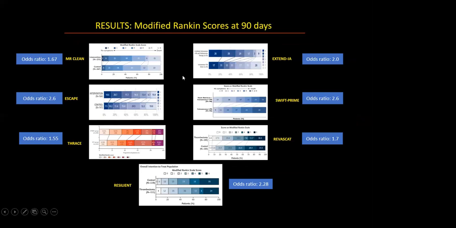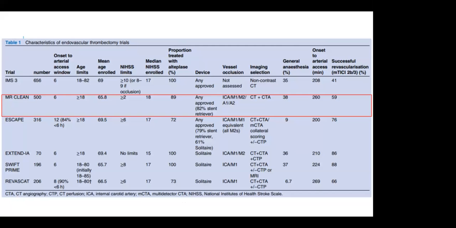The primary endpoint is the modified Rankin scale score at 90 days. Across all the studies, all of them say that those receiving the intervention do better than those in the control group. The intervention is mechanical thrombectomy, as opposed to those receiving only intravenous alteplase or only best medical treatment alone.